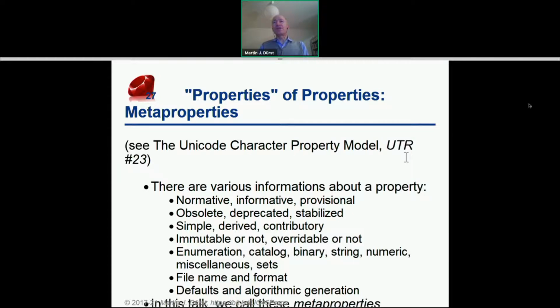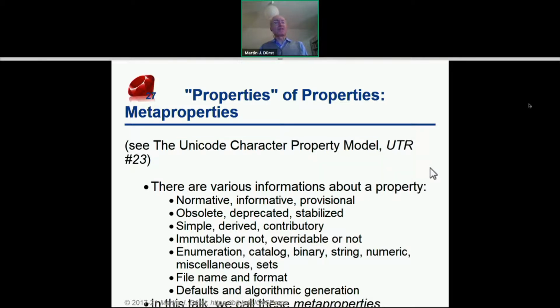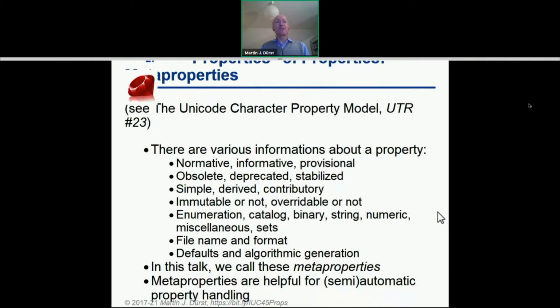And if you're interested in that, the right thing to do is to read Unicode Technical Report number 23, the Unicode character property model. I recommend that if you have trouble falling asleep. It's very, very dry. And here are all the different things that it describes about a property. I will skip the details here because it's really very dry.